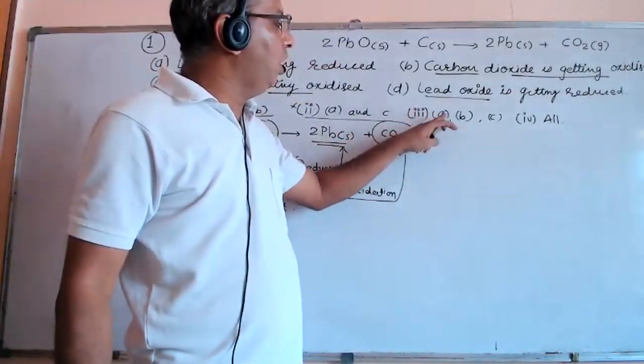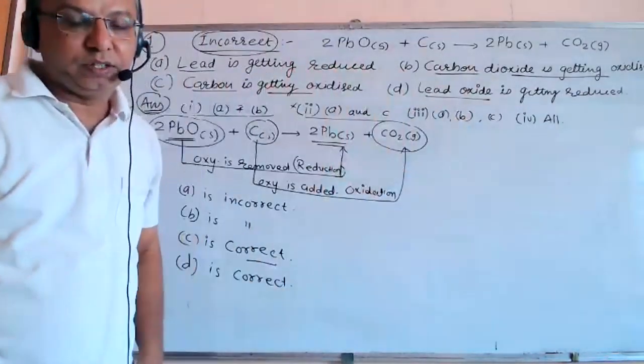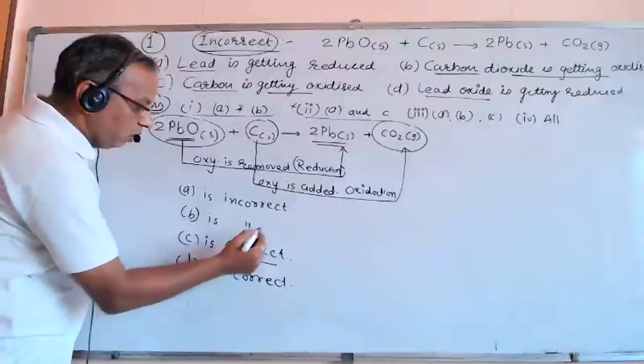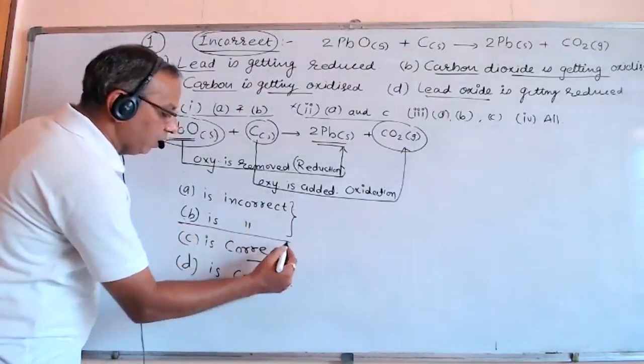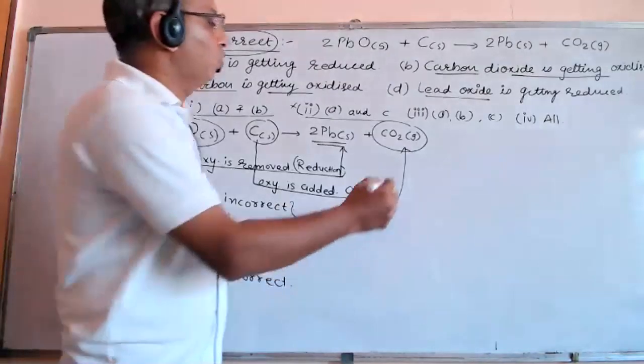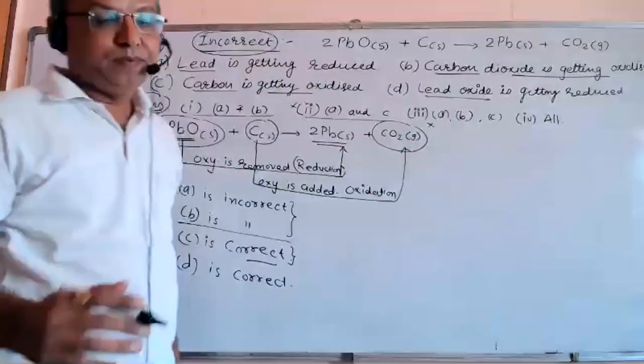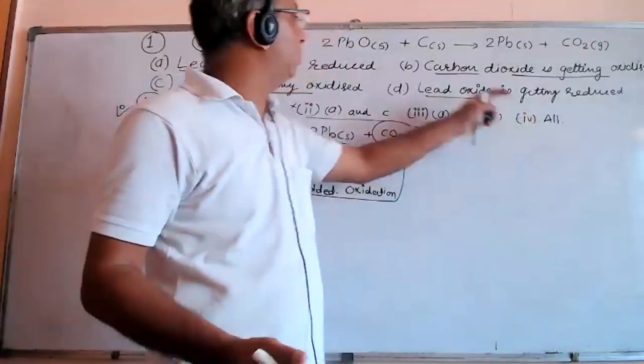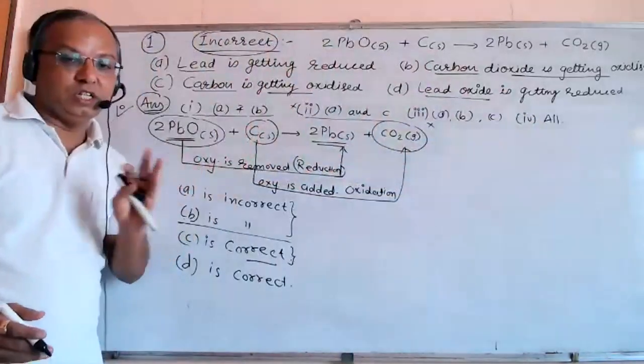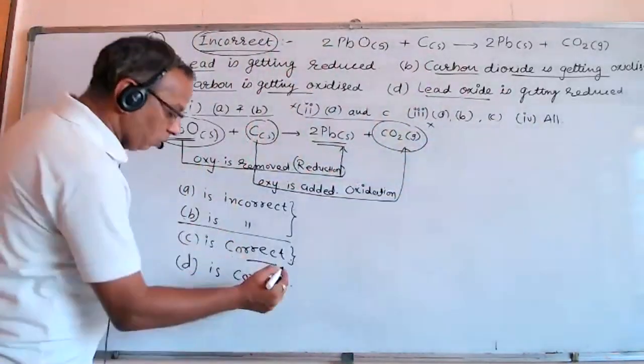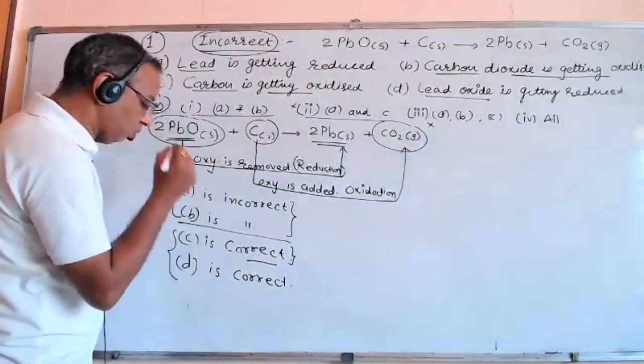Third option is A, B, and C, all incorrect. No, friends. Look here, only A and B are incorrect. C is not. So this is also not. And the last, all incorrect. So friends, it is also not. Why? Because these two are correct and these two are incorrect.